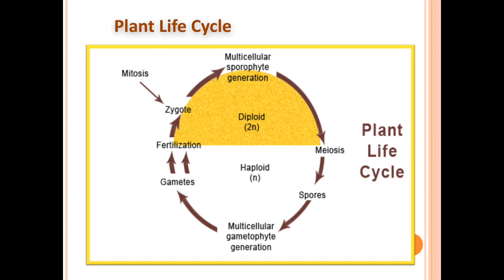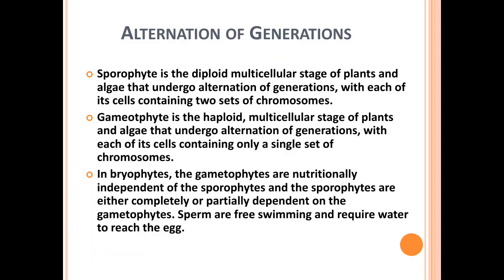Plant life cycle, you can observe here. The sporophytic generation will produce spores, and spores will germinate to produce the gametophyte, and two types of gametes will be produced. Both gametes fuse together and fertilization occurs, zygote formation occurs, embryo, and then the sporophytic body will be produced again. Alternation of generations.